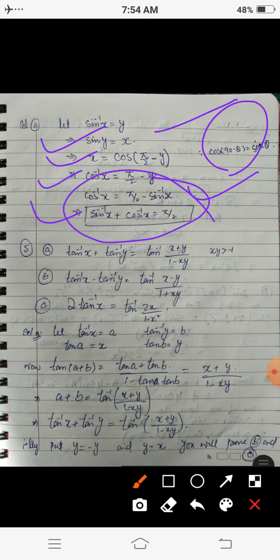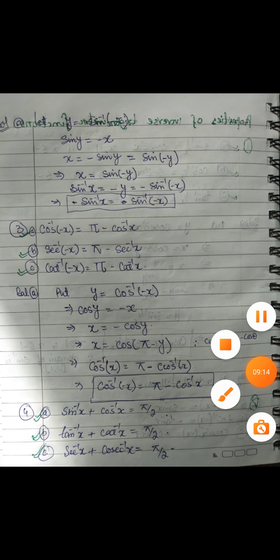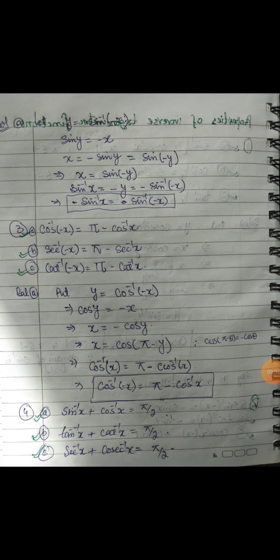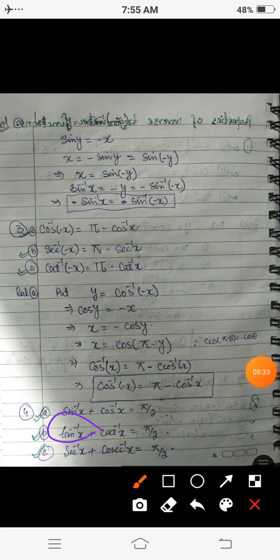Similarly, you can prove that tan inverse x plus cot inverse x is pi upon 2, and sec inverse x plus cosec inverse x is pi upon 2. You should simply put y equals tan inverse x here, and in this one put y equals sec inverse x, and use sec of 90 minus theta is cosec, and tan of 90 minus theta is cot.